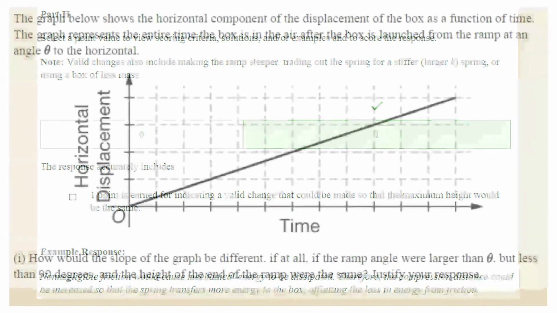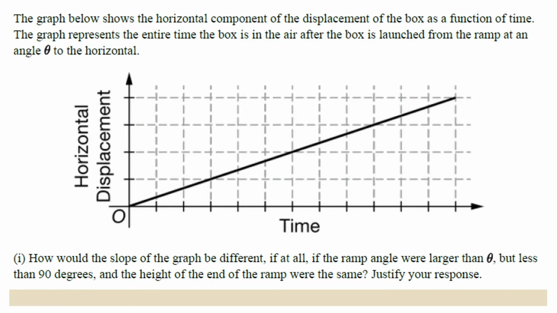All right, last part of this question, a nice question, I think. It says the graph below shows the horizontal component of the displacement of the box as a function of time. The graph represents the entire time the box is in the air after the box is launched from the ramp at an angle theta to the horizontal. The question says, how would the slope of the graph be different, if at all, if the angle were larger than theta, but less than 90 degrees, and the height of the end of the ramp were the same?